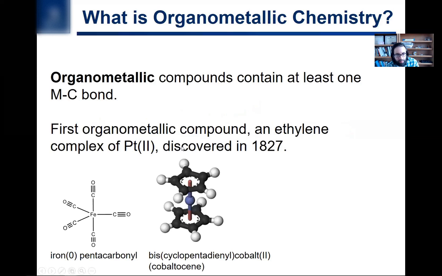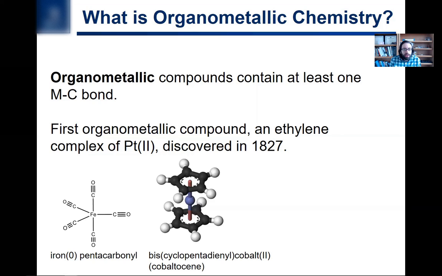So what is organometallic chemistry? Organometallic compounds contain at least one metal-carbon bond. That's sort of the definition. It's a very nice definition. And what this ends up boiling down to is that you get a lot of complexes that are sort of mixtures of organic and inorganic chemistry coming together. So you can kind of think of organometallic chemistry as a hybrid between organic chemistry and inorganic chemistry.